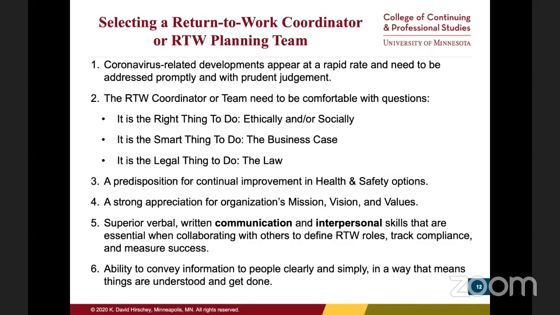It should go without saying that they should have superior verbal, written, and interpersonal skills, and the collaboration ability to work with and track compliance and measure success with a variety of organizations, departments, public and private, both within the organization and possibly outside the organization. Last but not least, the ability to convey the information simply and clearly, and making sure that the things get done and are understood. So you need not an individual lower in the organization with this as an extra thing on their desk. You need somebody that has some sway within the organization.